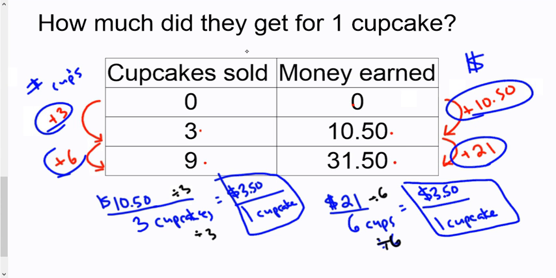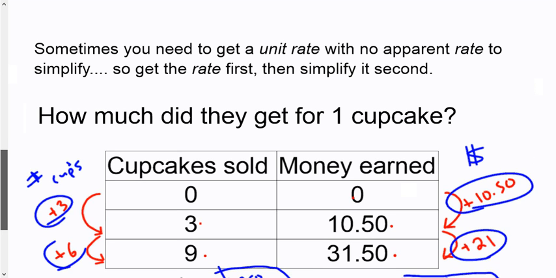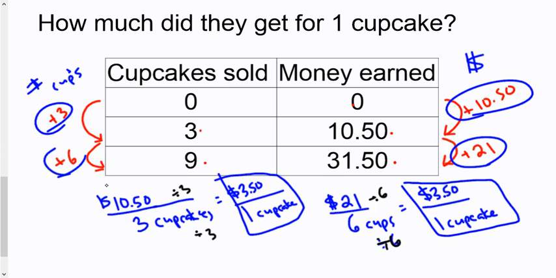So how much did they get for 1 cupcake? Did they ever ask you for the unit rate? No. But basically, if you just made that the second number of a unit rate, the top number would tell you what it is. Money for a cupcake, $3.50 for 1 cupcake. So that's the value of it. They never said get the unit rate. They never said find the rate. All they said is how much is 1 cupcake.